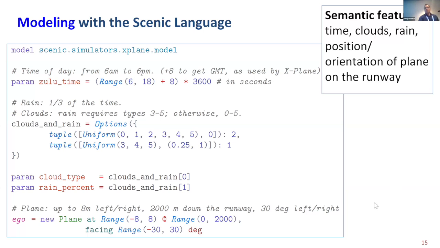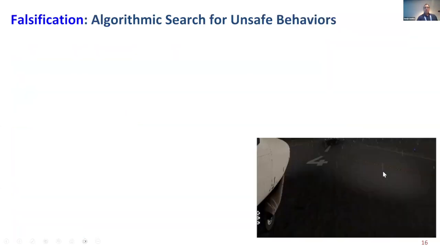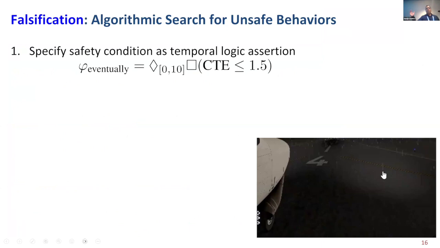Of course, SCENIC has a lot more features, as you will see soon. So given that SCENIC program, the next step is to specify the safety requirement, which we write in a notation called temporal logic. If you don't know temporal logic, don't worry. I'll just tell you what this means in English. It just means that sometime in the first 10 seconds, the plane gets within 1.5 meters of the center line, and it stays there forever.